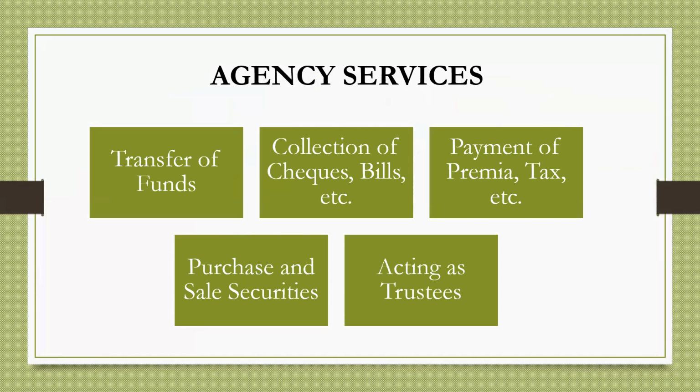Subsidiary services provided by commercial banks include a variety of functions which can be classified into agency services and general utility services. Agency services include transfer of funds, collection of checks, bills, payment of premium, taxes, purchase and sale of securities, acting as trustee. Agency services refers to a number of functions performed by the bank on behalf of its customer. The bank charges a commission for such services.